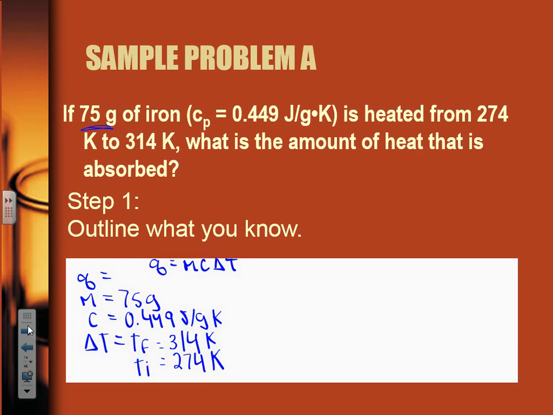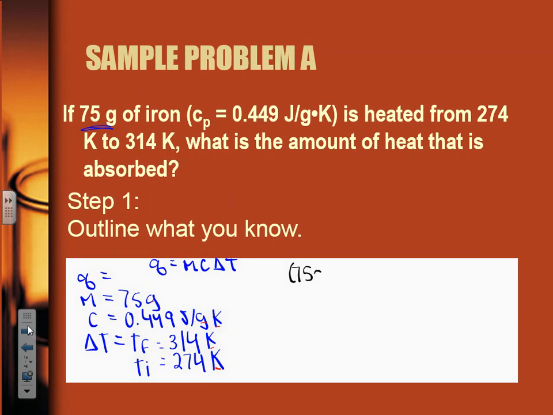Okay, and I can see that my temperature units all match up. I've got Kelvin, Kelvin, Kelvin. I've got grams and grams. And it looks like my answer will end up being in joules. That's the energy unit that we're using here. So we're just going to plug that information into the equation.